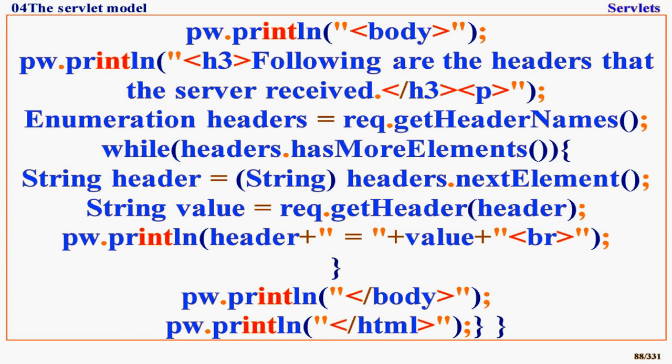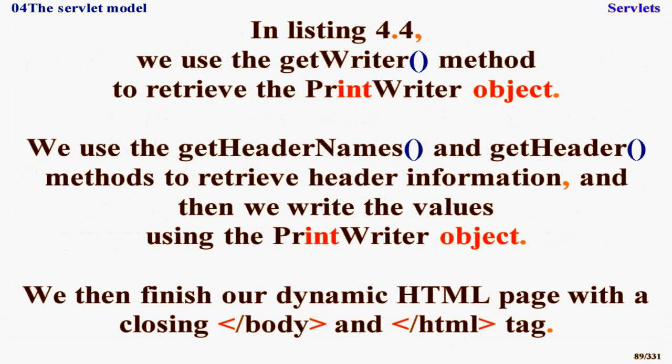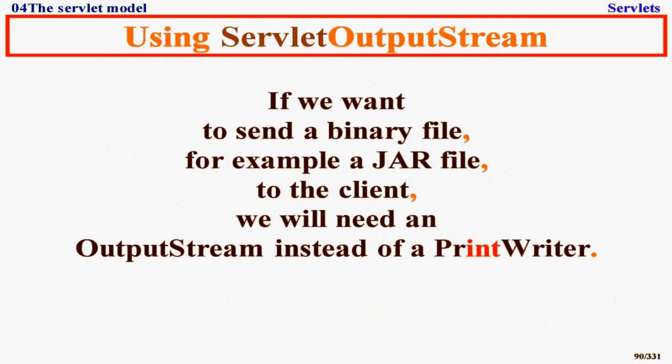In listing 4.4, we use the getWriter method to retrieve the PrintWriter object. We use the getHeaderNames and getHeader methods to retrieve header information, and then we write the values using the PrintWriter object. We then finish our dynamic HTML page with a closing body and HTML tag.